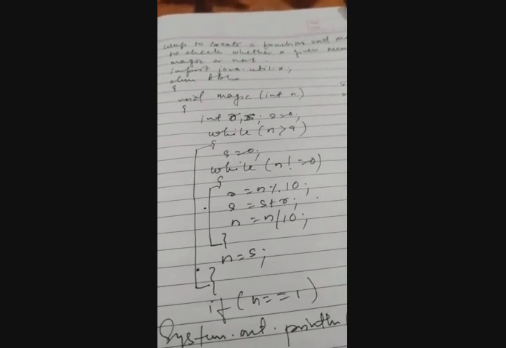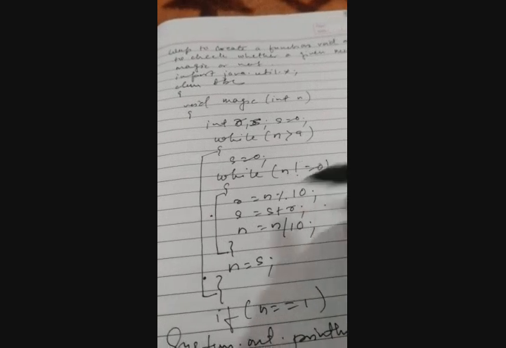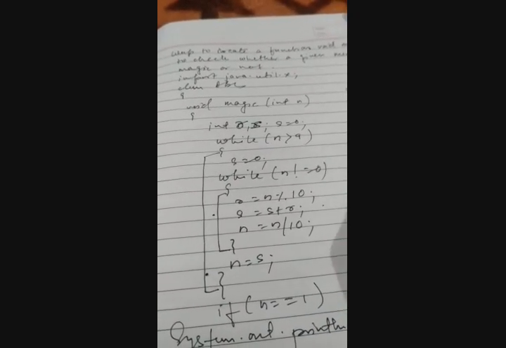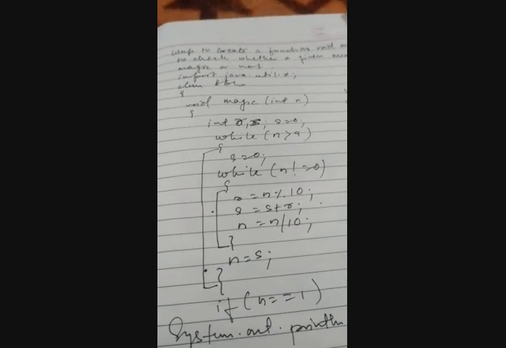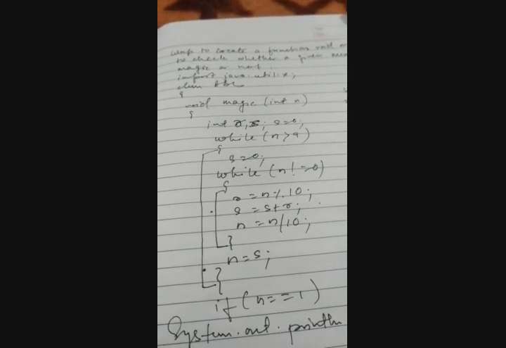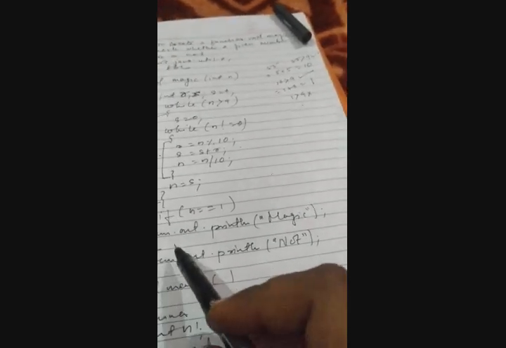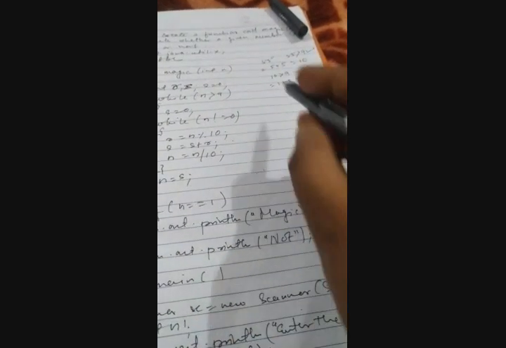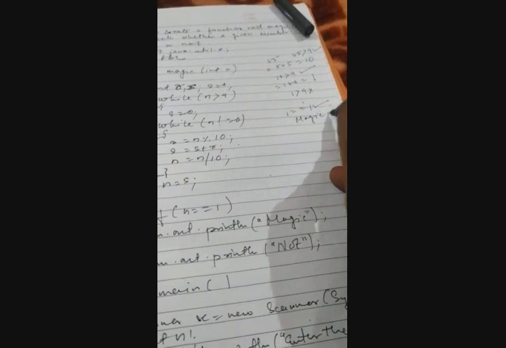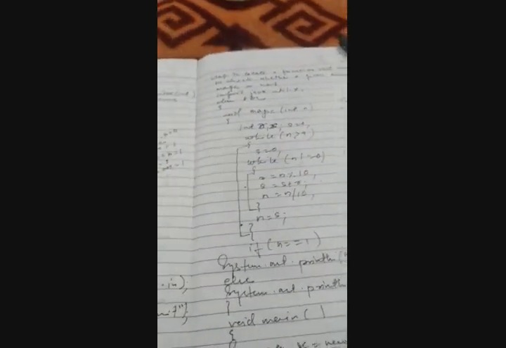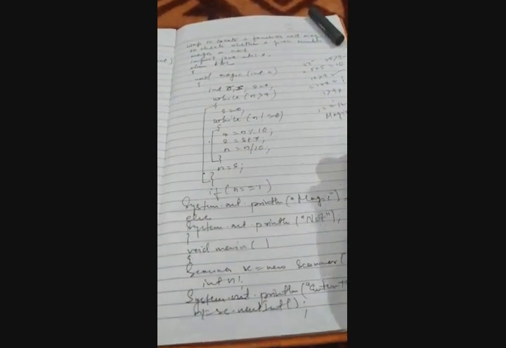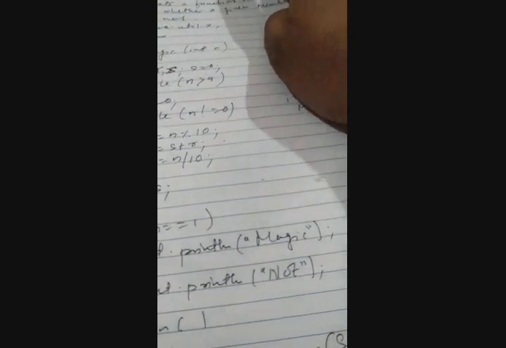So 5 plus 5, it becomes 10. Again the 10 is checked. 10 is again greater than 9, true, so 1 plus 0 equals 1. Now again it comes to the outer loop. Now 1 is greater than 9, false, so immediately it comes to the if condition here. 1 equals 1, true, so it's a magic number. It is checked like this. Hope the things are getting clear to you. Thank you very much.